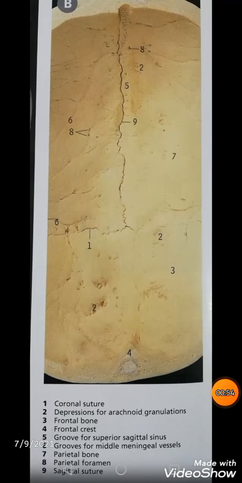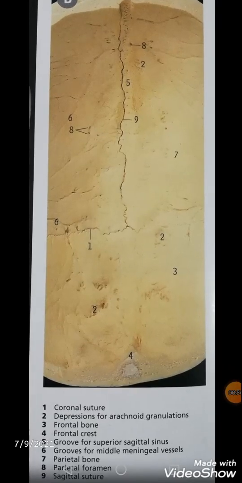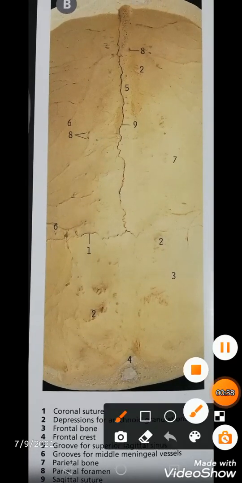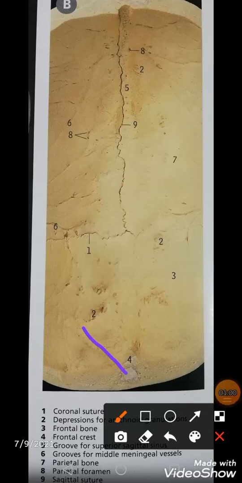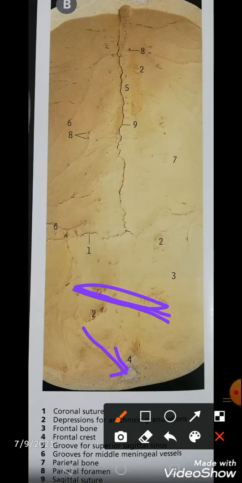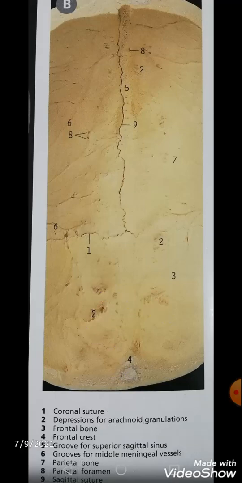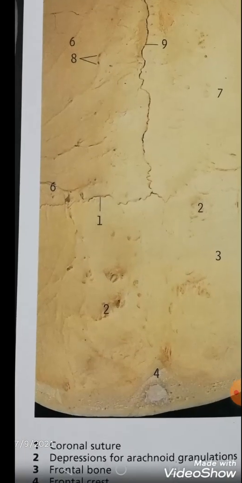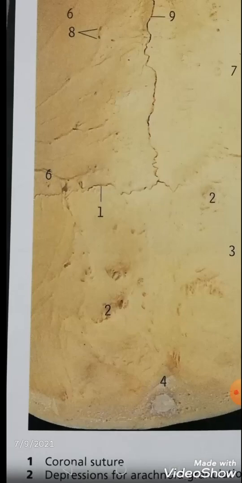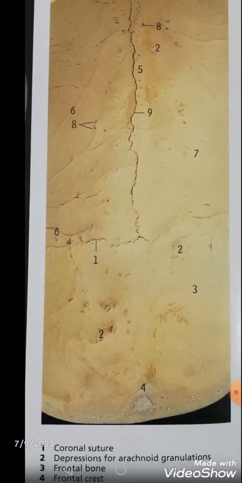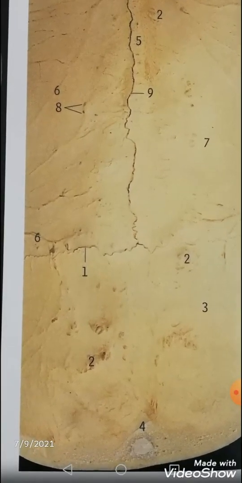Now we can see the interior surface of the cranial vault. So let's get started. This is where the number 4 is written. This is called frontal crest. Then what else can we see? We find that on the frontal bone, we see various indentations or depressions meant for the arachnoid granulations being marked by the number 2 you would see. Then you can see the coronal suture being marked by number 1.